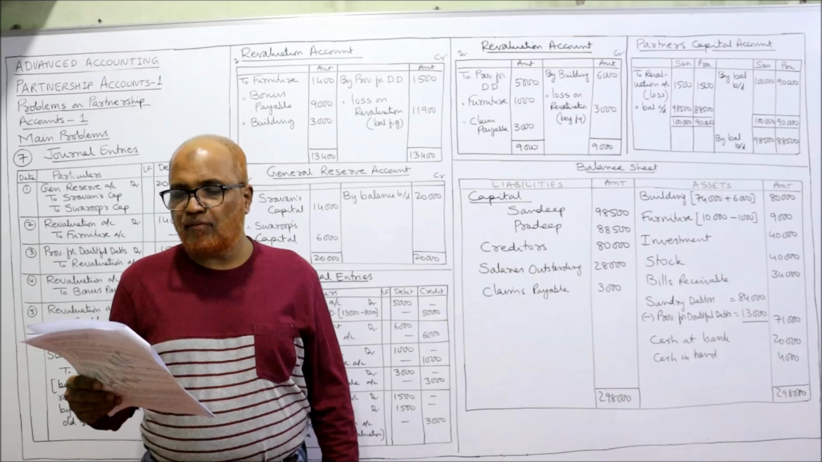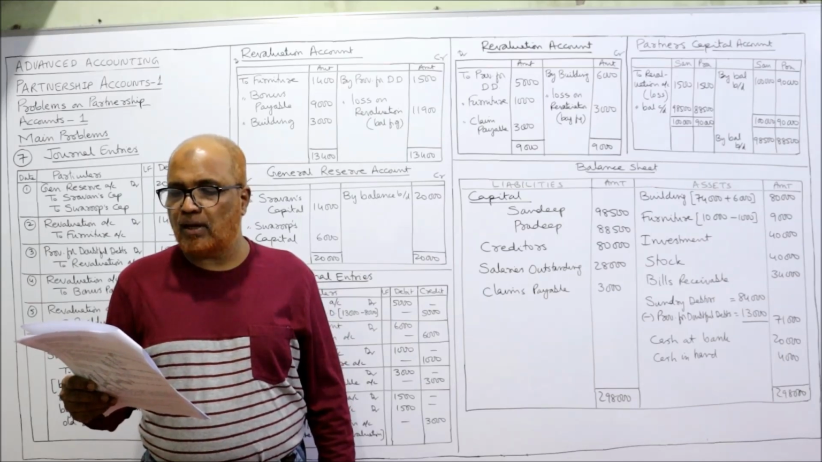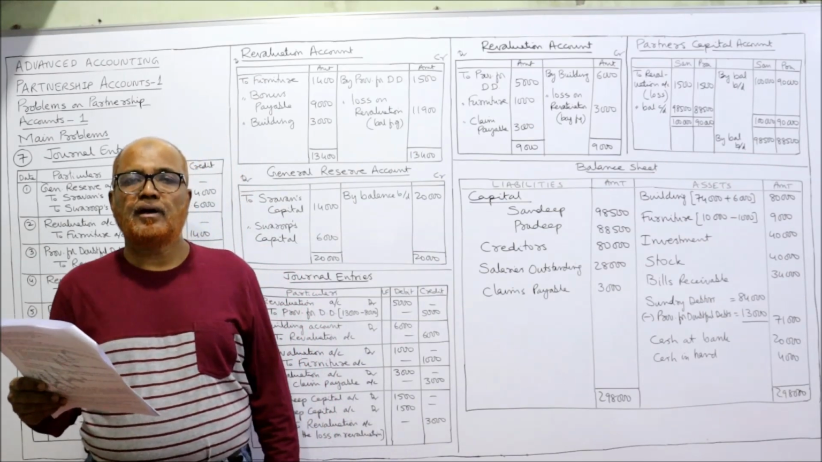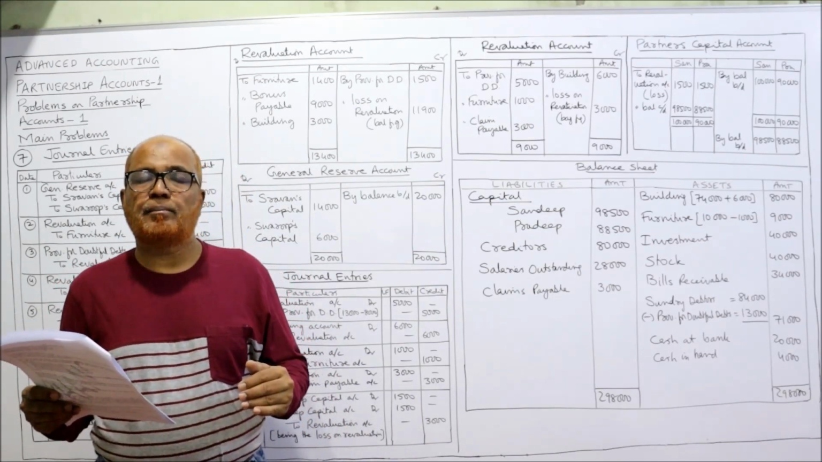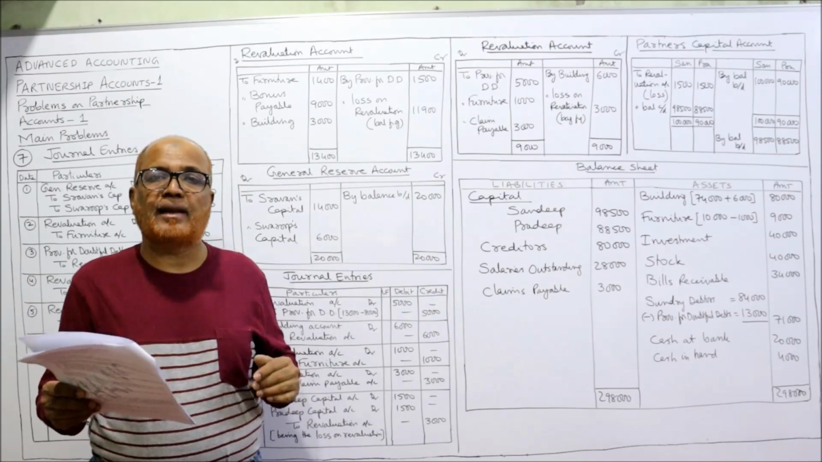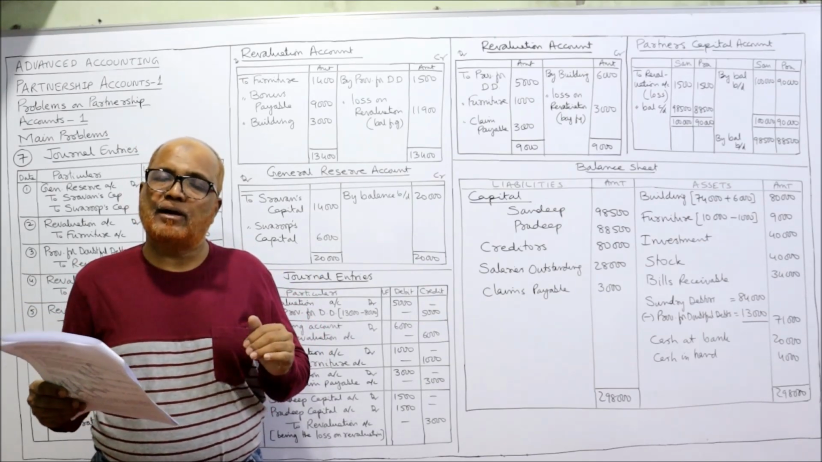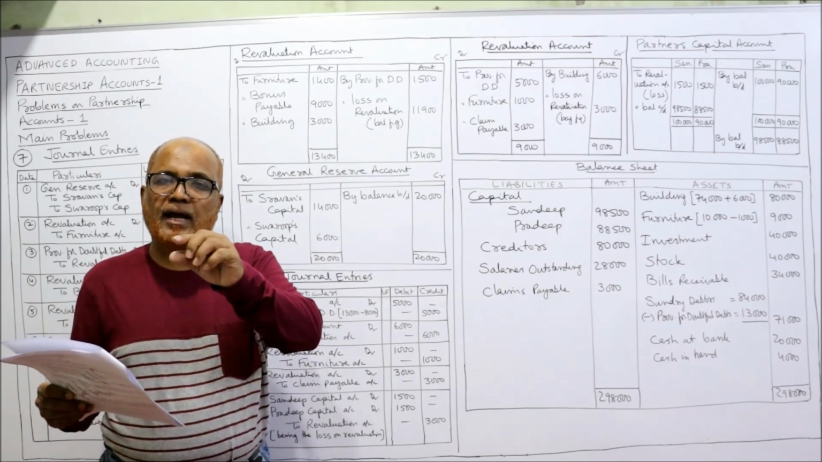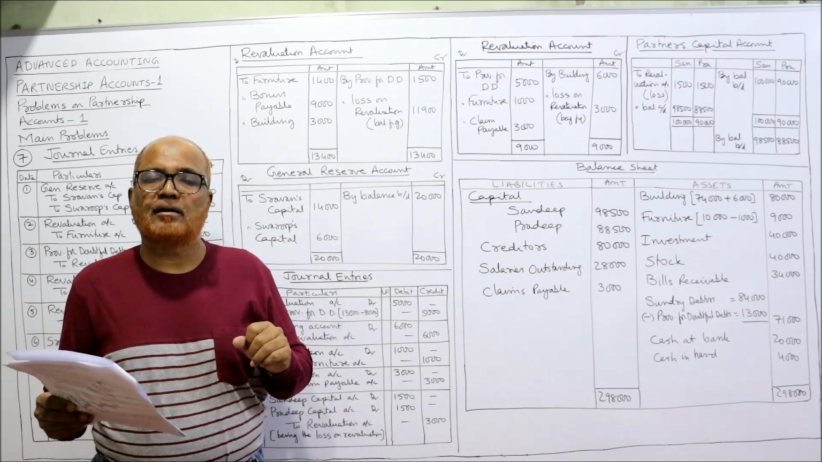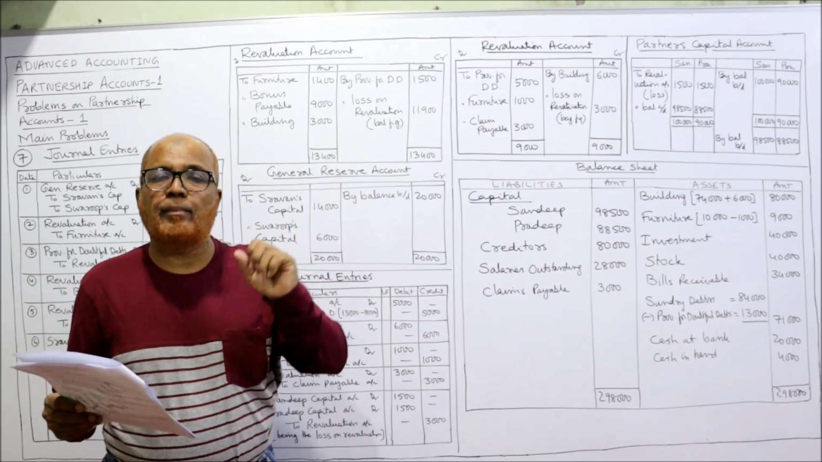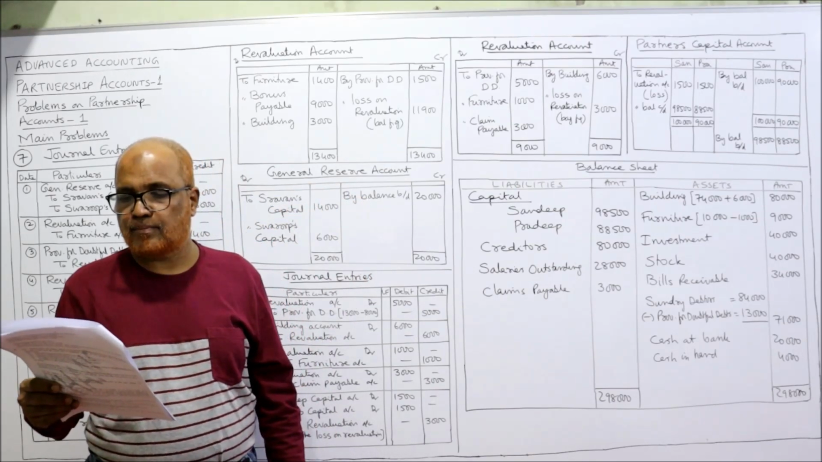Then a claim of 3,000 by an ex-employee of the firm is to be admitted, a new liability. A claim has arisen, but it was not recorded in the balance sheet. Now we have to record a new liability. Liability will show credit balance. So claim payable is a liability. So entry will be revaluation account debit, claim payable account credit, 3,000.